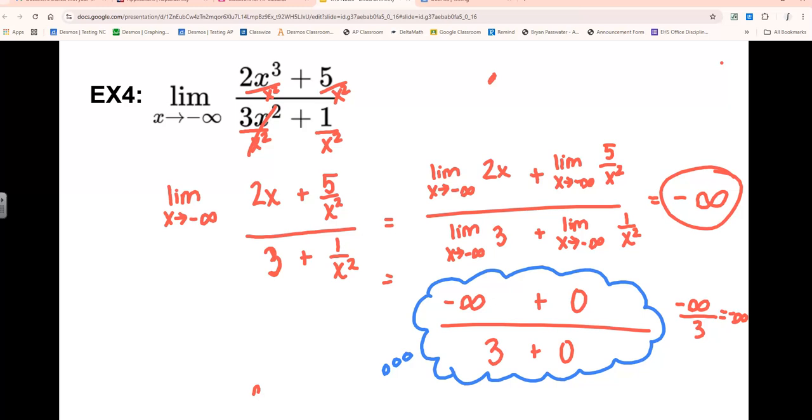Reese? On something like number 2 of that part, can you plug in infinity there?